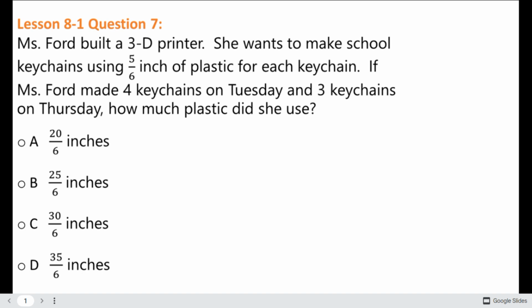All right, so for the next problem, Miss Ford built a 3D printer. She wants to make school keychains using 5/6 inch of plastic for each keychain. If Miss Ford made 4 keychains on Tuesday and 3 keychains on Thursday, how much plastic did she use?